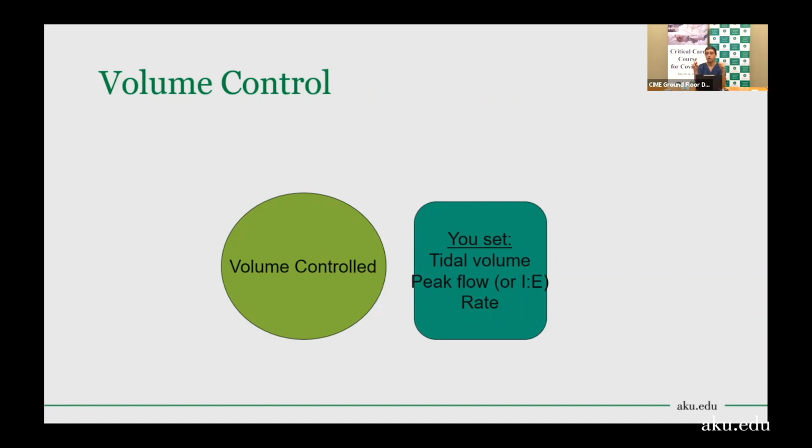You dial a volume: I want 400 ml in that one breath. I want an inspiratory to expiratory ratio of 1:2. Again, we have to keep in mind we are only controlling the inspiration. The expiration is passive and it depends on the elastic recoil of the lung. And then we set the respiratory rate, which is usually 12 to 14 breaths per minute. So we set the tidal volume, the I:E ratio, and the rate. Three things to set in volume control.